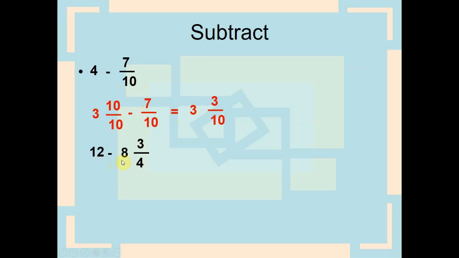Another example, 12 minus 8 and 3 over 4. Borrow 1 from 12, it will be 11. Denominator 4 here, it will be 4 over 4. Minus the second mixed number the same, it will be 8 and 3 quarters. Subtract now. 11 minus 8 equals 3. And 4 over 4 minus 3 over 4 equals 1 over 4. The result will be 3 and a quarter.